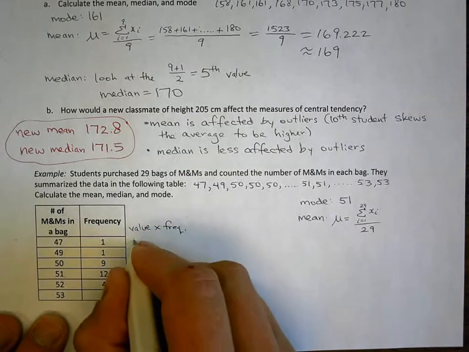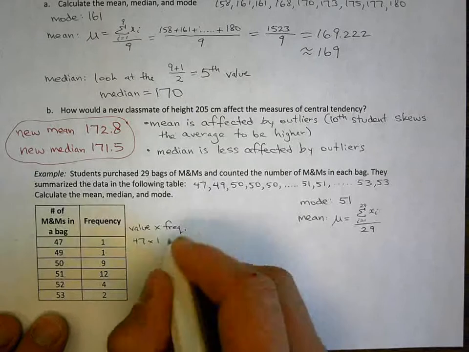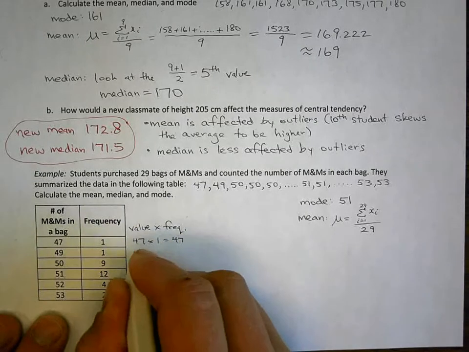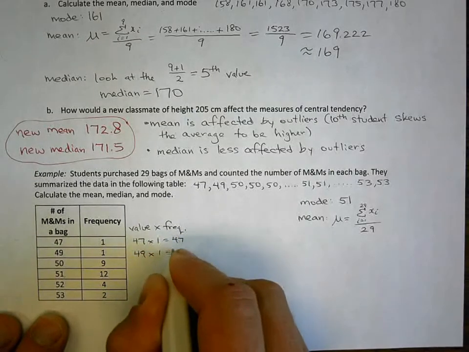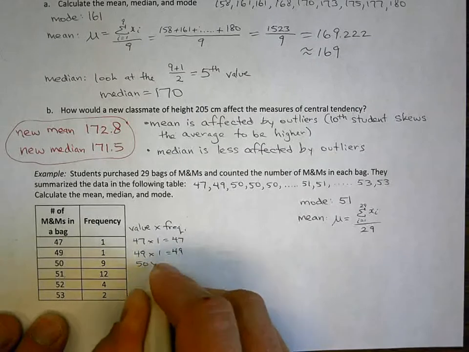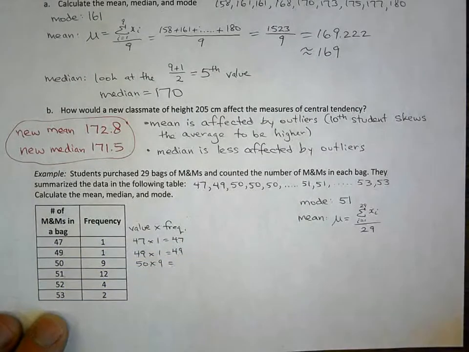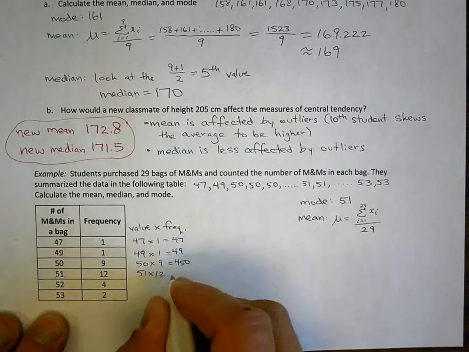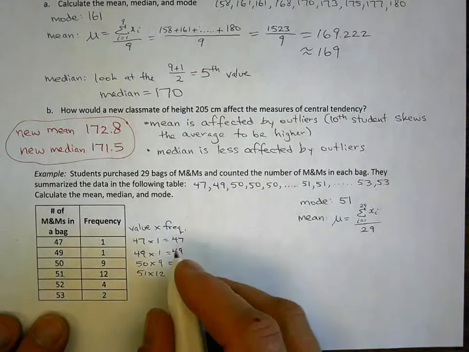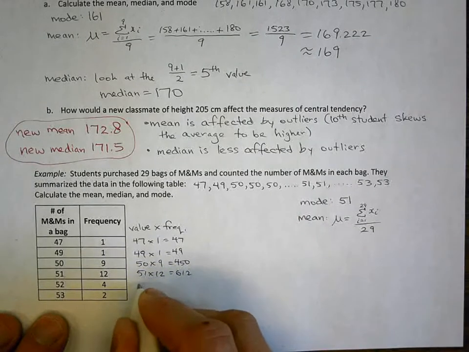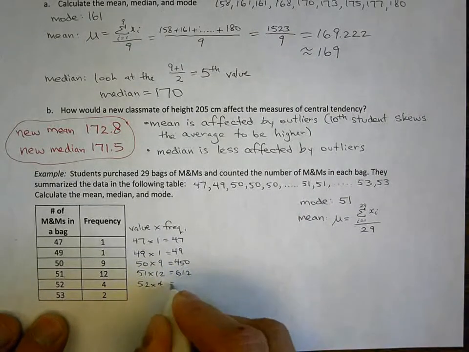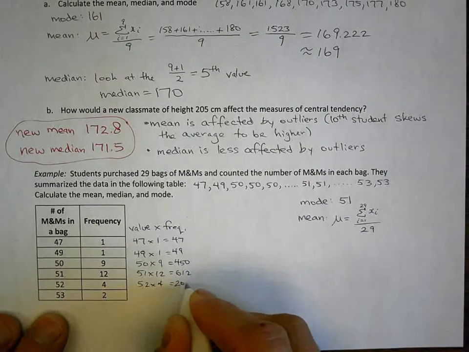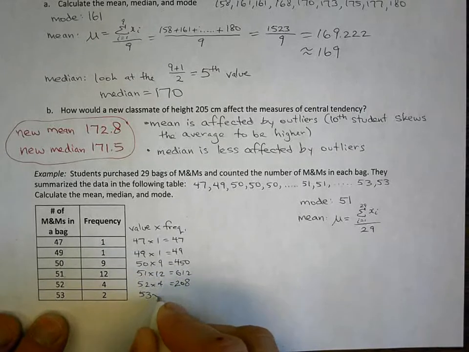So I have 47, I'm adding that once. Then I have 49, I'm adding that once. Then I have 50, I'm adding that 9 times. 50 times 9 is 450. 51 times 12, that is 612. 52 times 4 is 208. And 53 times 2 is 106.